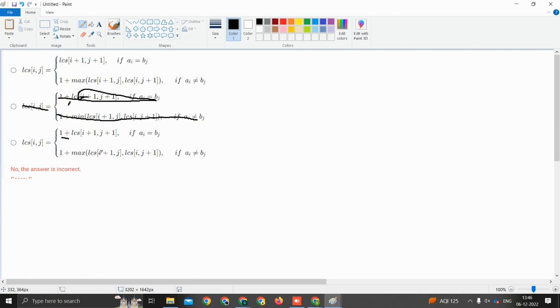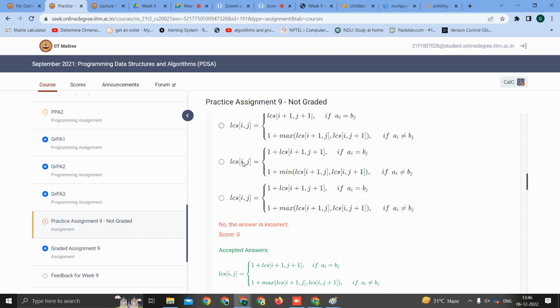If they are a match, then we take the diagonal. Which one is the correct answer? I'm asking, am I getting you confused? For this, what is the correct answer? This one.